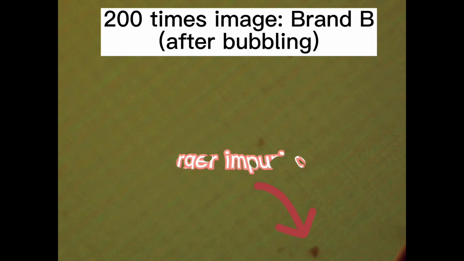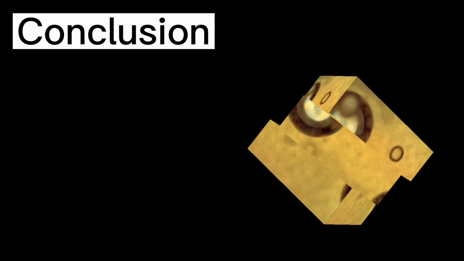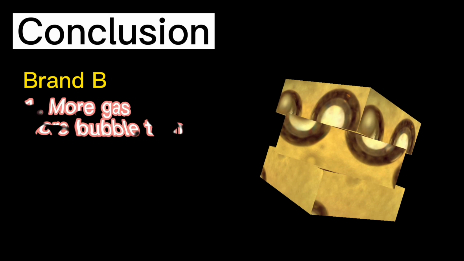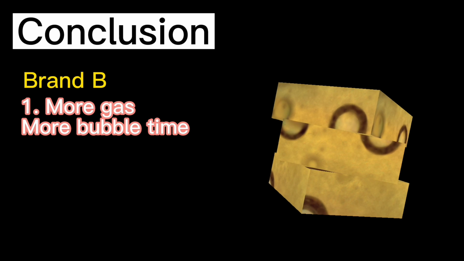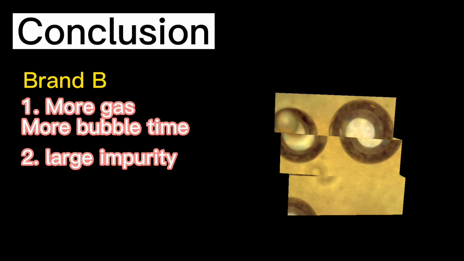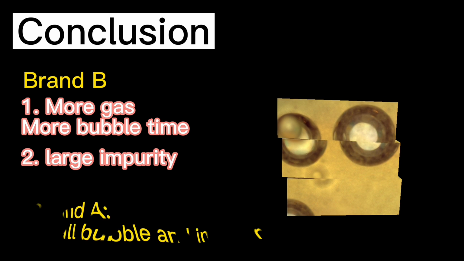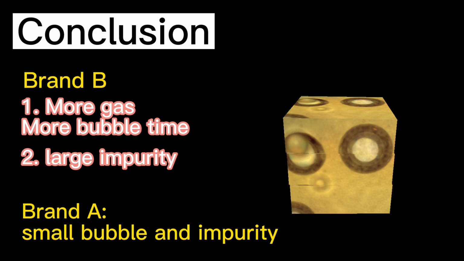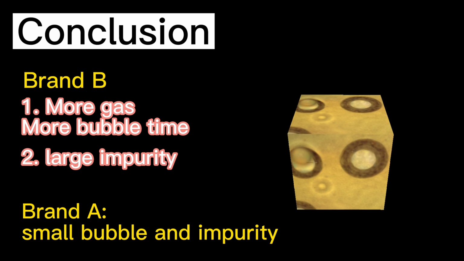In brand B, we can see significantly larger impurities, almost double that of brand A. To sum up, we can almost prove the following things. 1. Brand B has more gas, so the gas of Coke can last more than 30 minutes. 2. Because brand B has relatively large impurities, it is easier to generate large-sized bubbles, while brand A has many small impurities and can generate many small bubbles at the same time.